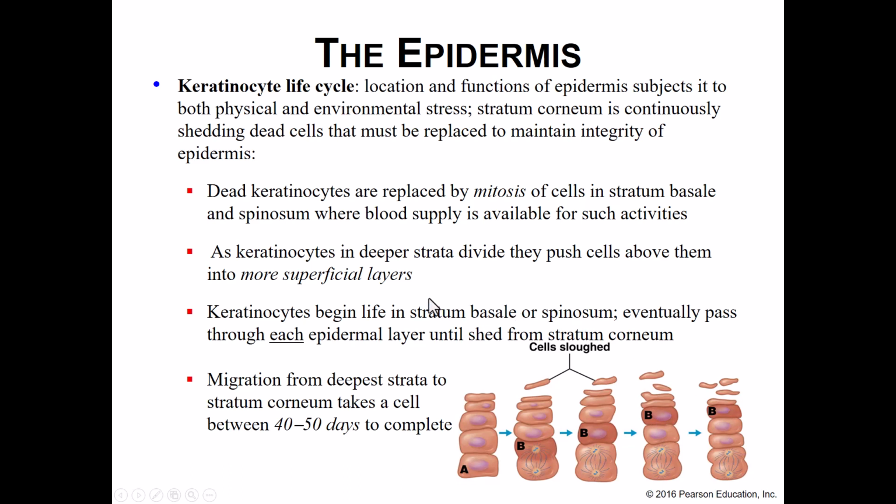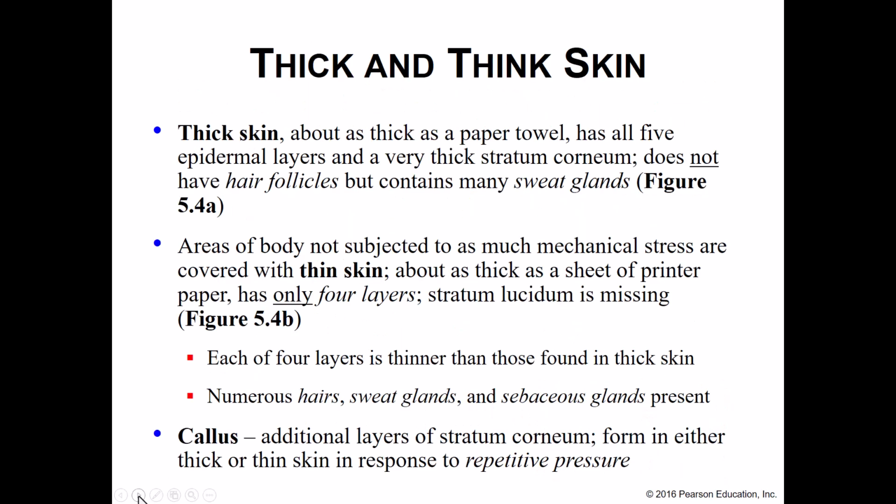So as the basal layer continues to undergo mitotic divisions, it pushes the previously divided cell towards the superficial layer of our epidermis, and as it moves further and further away, it starts to die. And so this takes a cell between 40 to 50 days to complete. So migration from the deepest strata to the stratum corneum takes about 40 to 50 days to complete. So your skin is basically replaced about every 40 to 50 days. And those outer layers are what slough off.